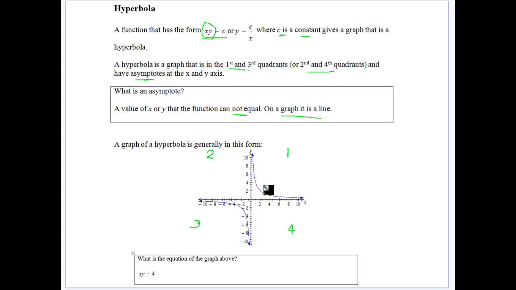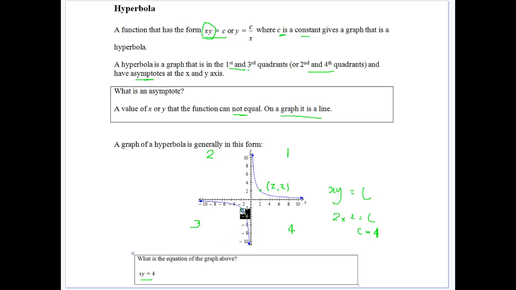Now, how do we get the equation of this graph above by looking at it? Well, all hyperbolas have this form: you've got the two arms and the asymptotes, and it's just a case of working out the relationship between the x and y values. If I pick that point there, it must be the point 2, 2. What do these two values multiply to give? Remember, it's in the form x times y equals a constant. So 2 times 2 equals 4, and that's why x times y is equal to 4.